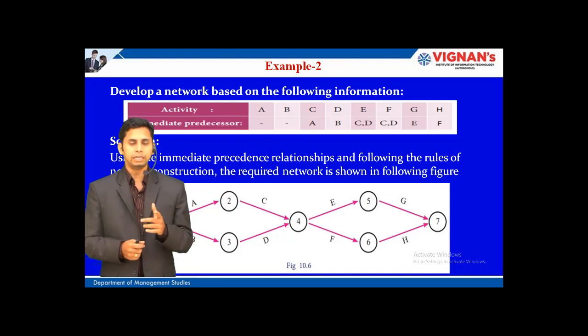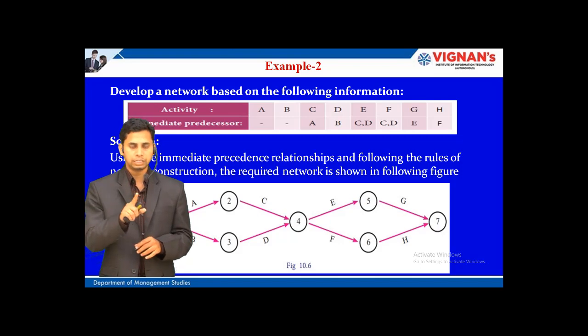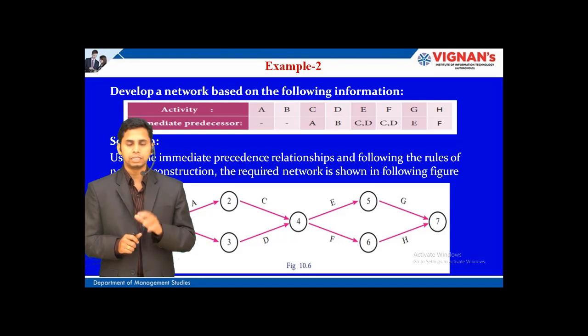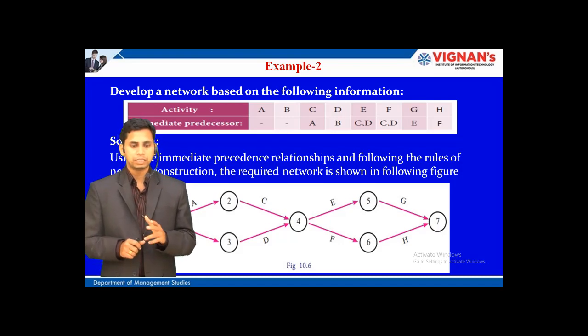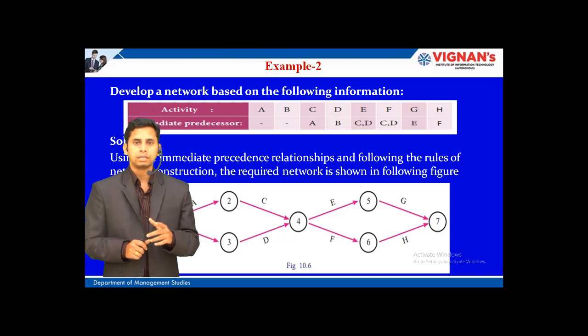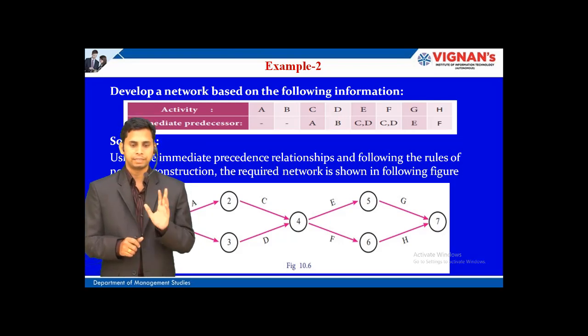And then for E, C and D must be joined because they both are the predecessors of E. That's why for drawing the E activity C and D must be joined. That's why we have joined the C and D activities. And for F also, C and D are the predecessors. That's why we have taken that. And for G, E is the predecessor. For H, F is the predecessor, as we have taken in that.